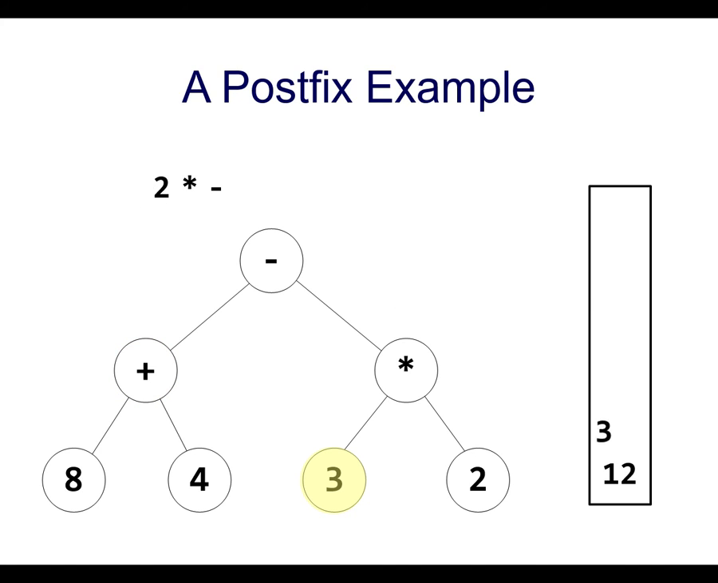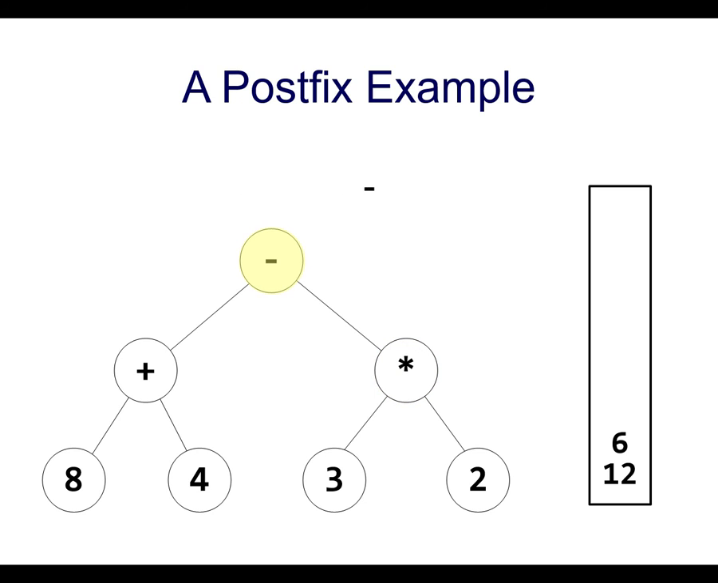3 is an operand, so it is pushed onto the stack. Then the 2 is pushed on. Multiplication is an operator, so an evaluation is required. 2 is popped off. Then 3 is popped off. 3 times 2 evaluates to 6, so the 6 is pushed onto the stack.